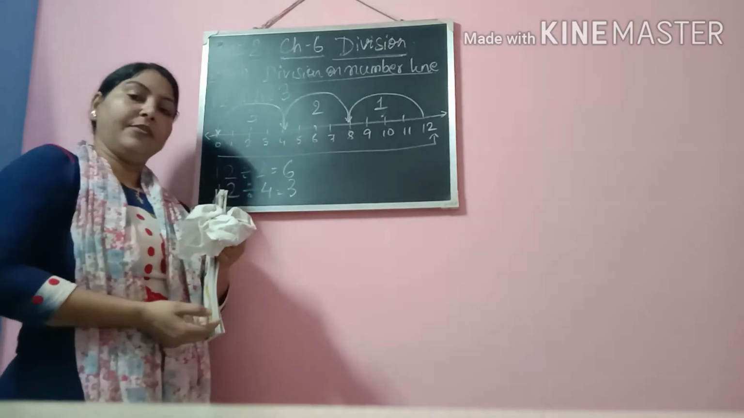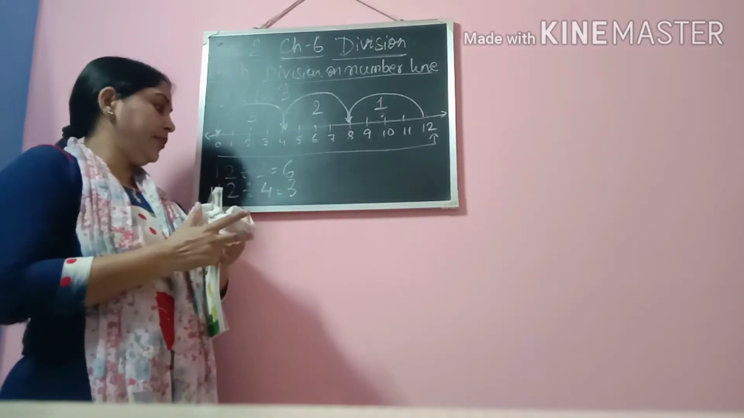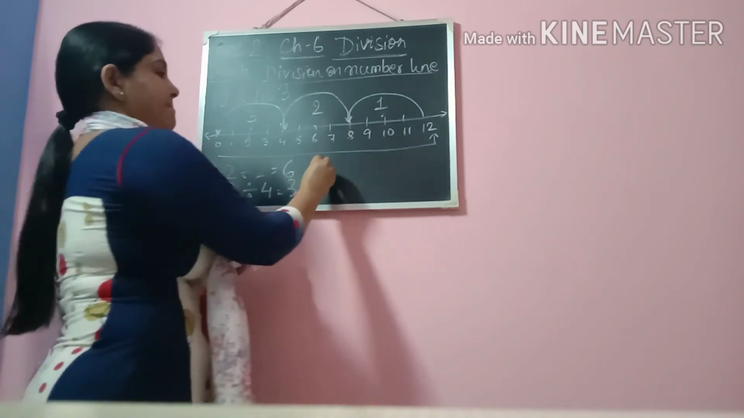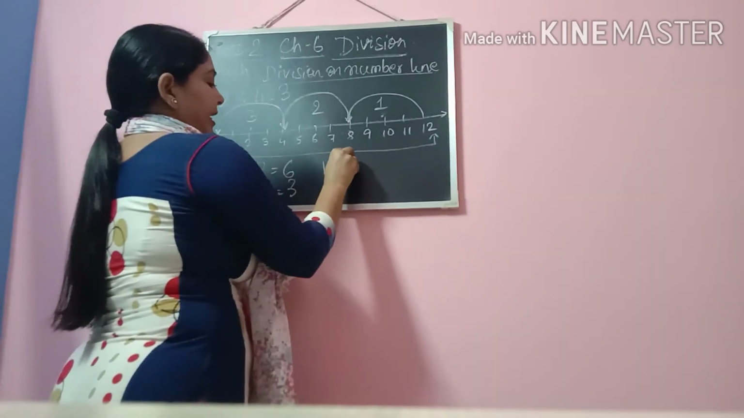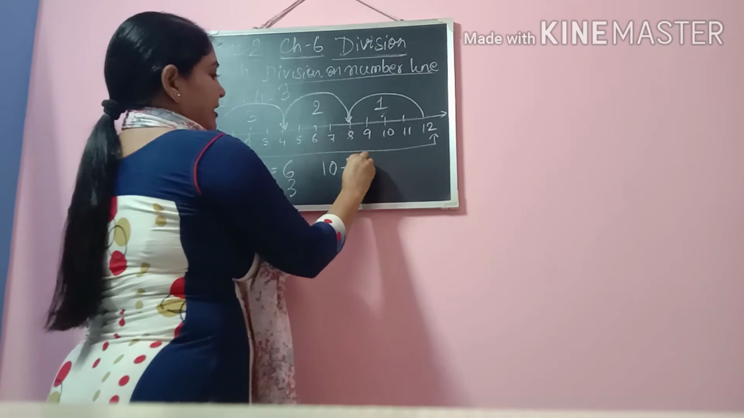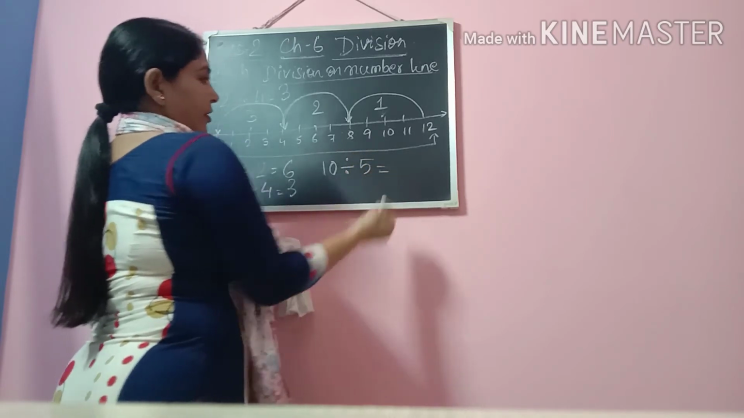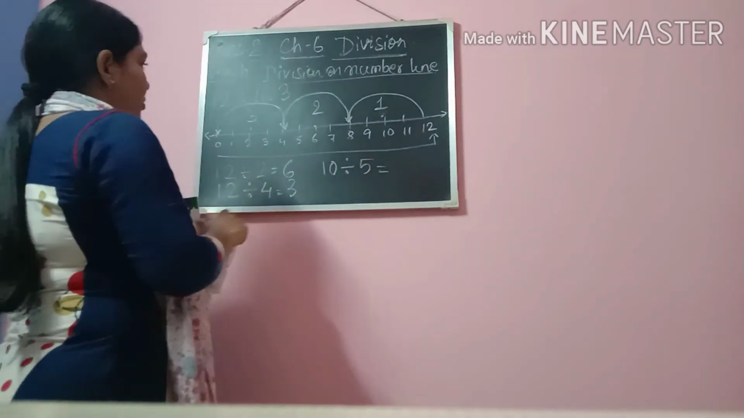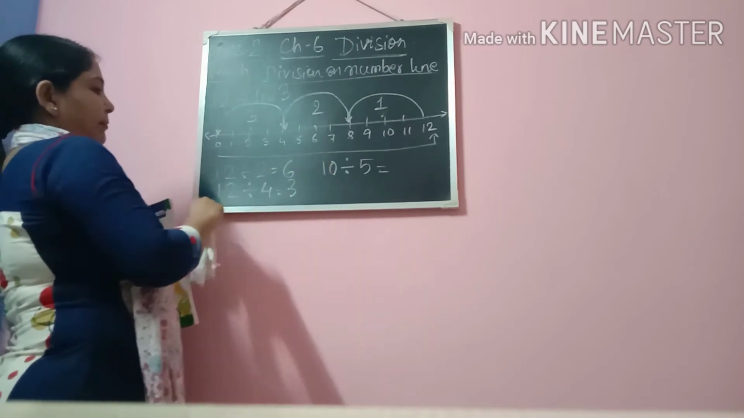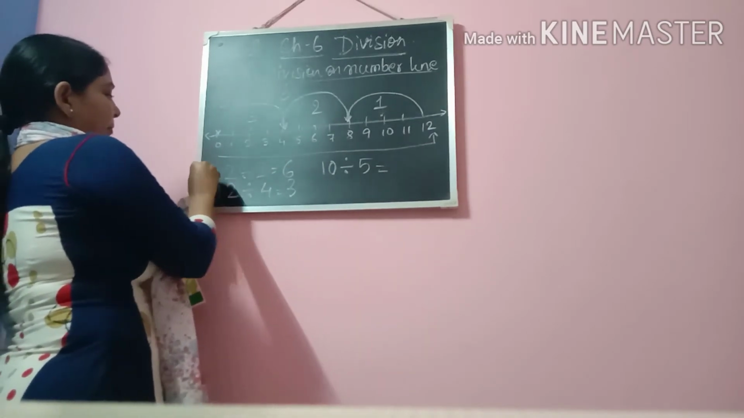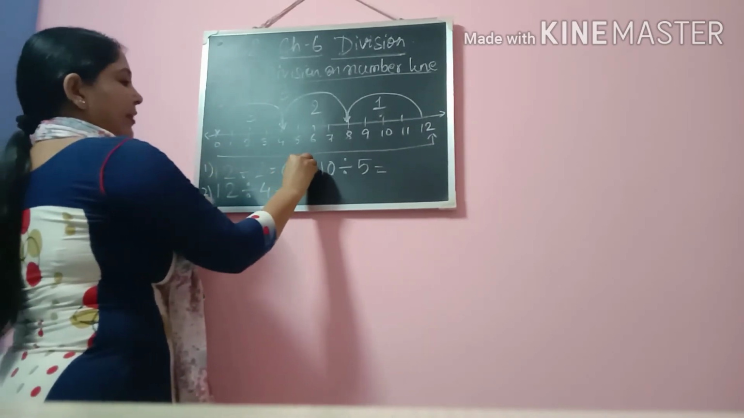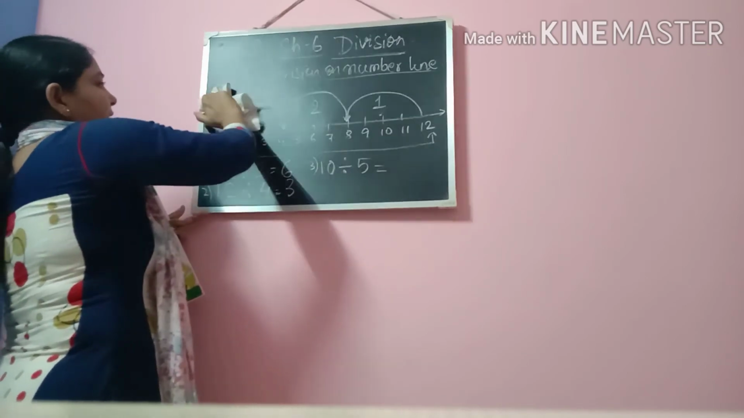And one more example I'll give you. Say 10 divided by, let's say 5. Okay. So how shall we do that? This is the third example. This is first example, second example and third example. Now let us do that also.